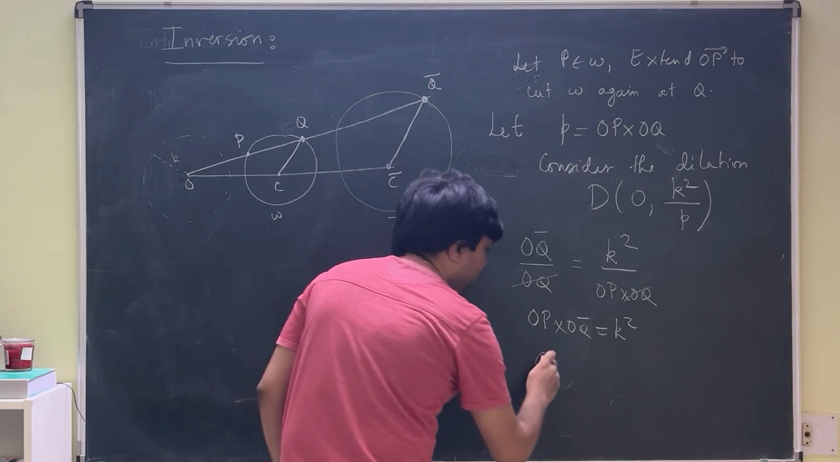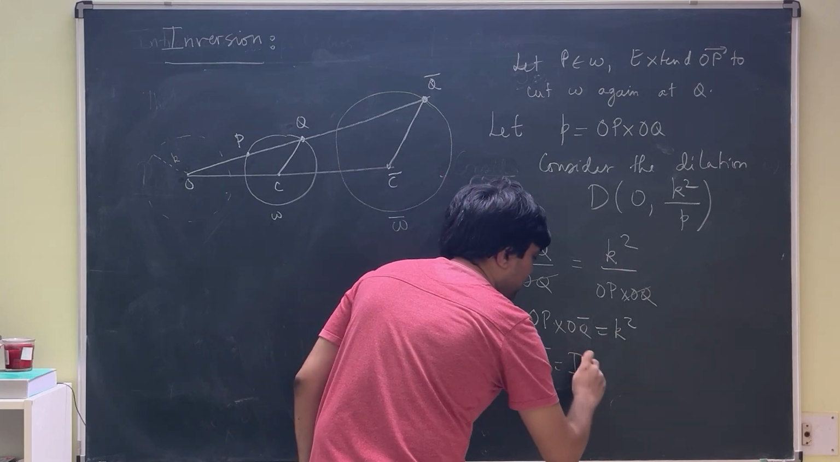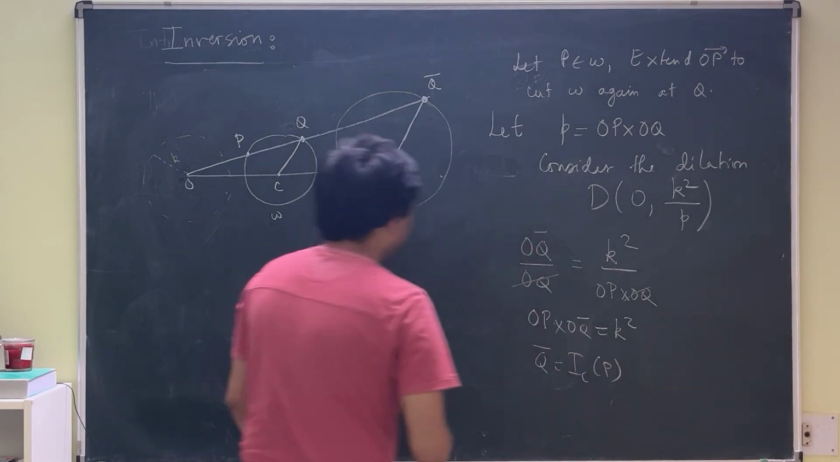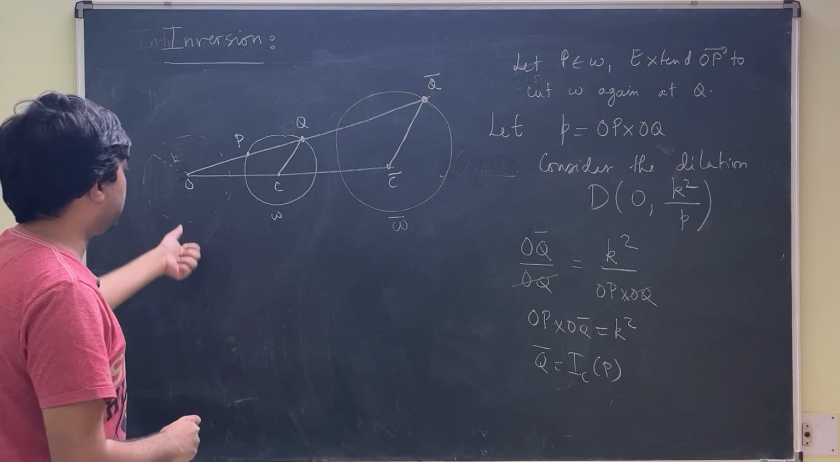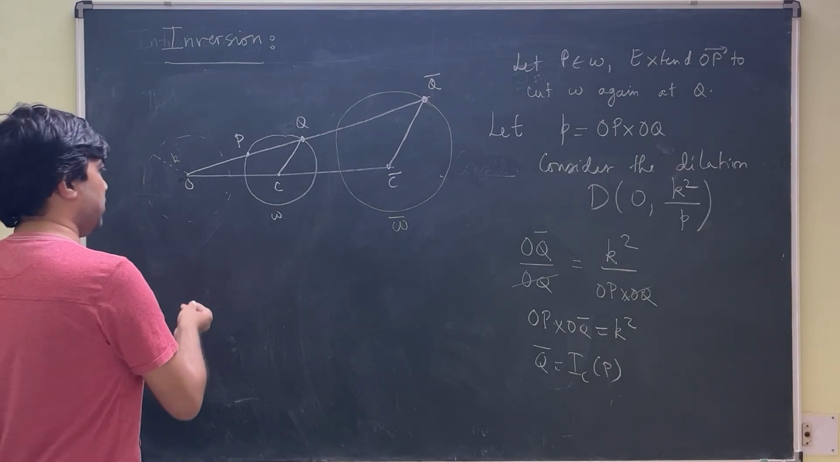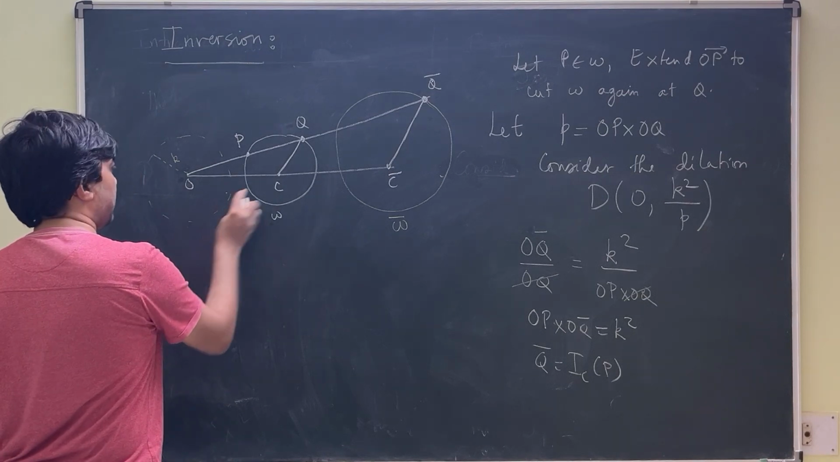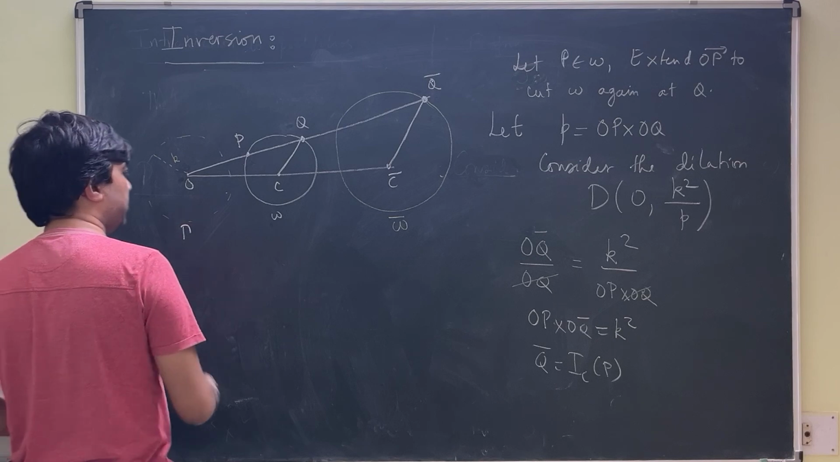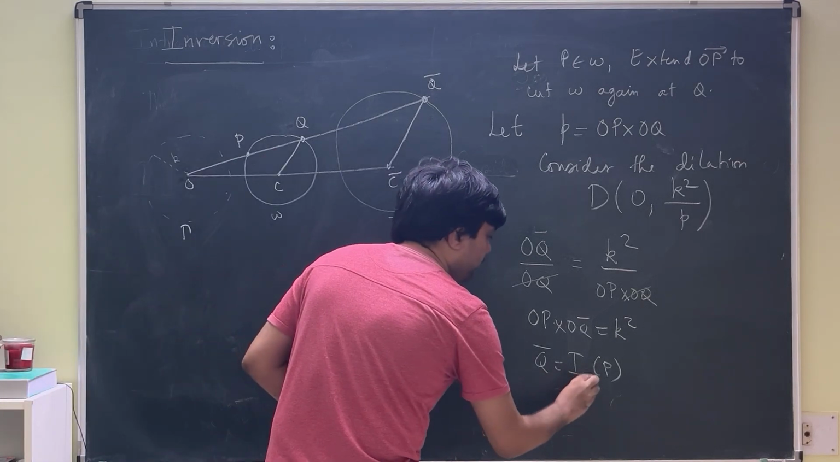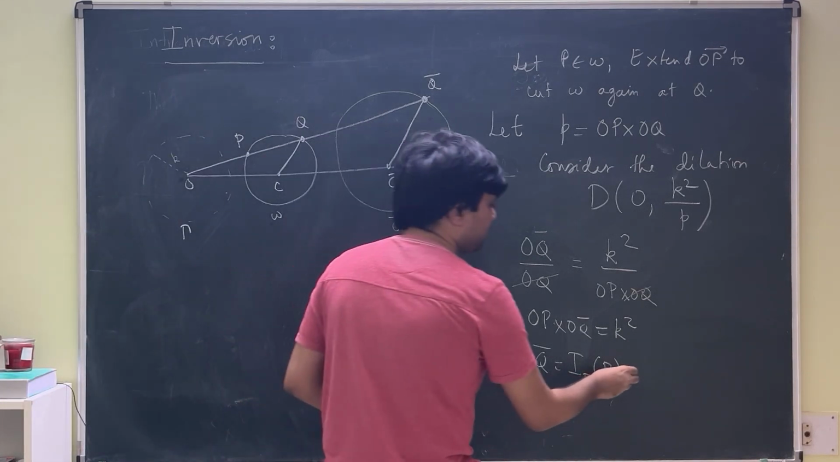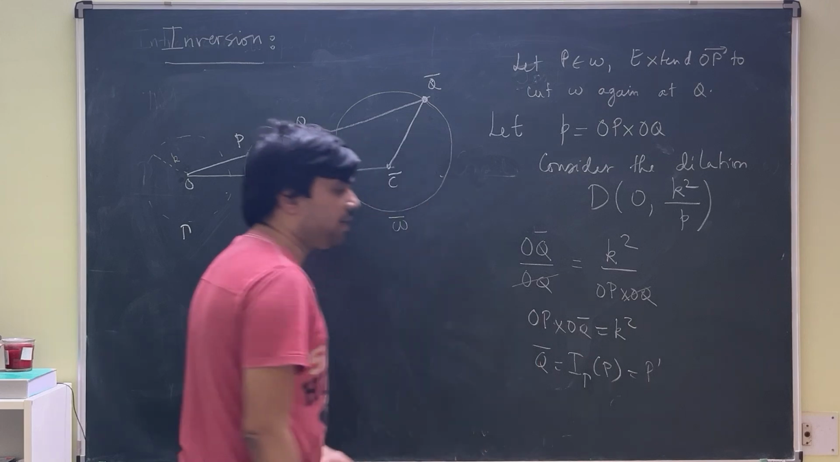So therefore, Q bar is the inverse of P under the circle of inversion. I mean, we don't know what to call it now. I guess I already called C the center. So let's call it gamma or something. And if you don't like this, you can simply call it P dash. Okay, P dash is our usual notation.